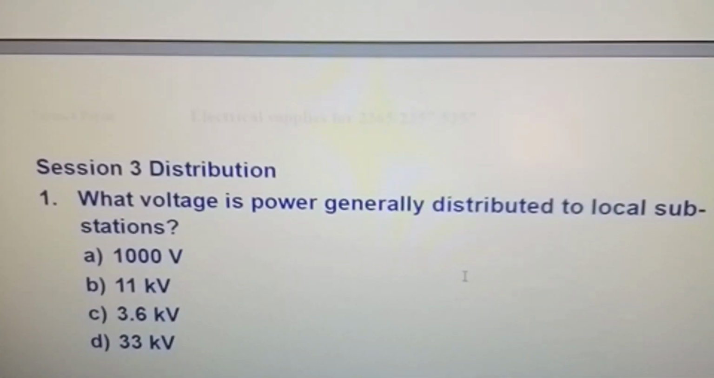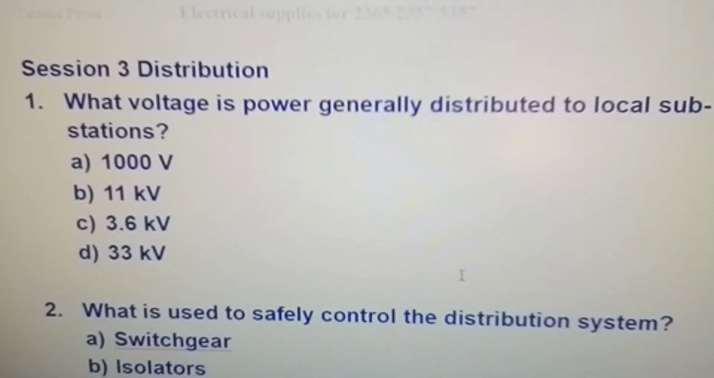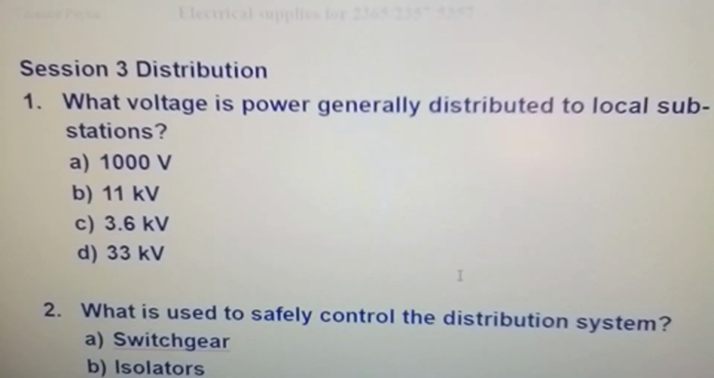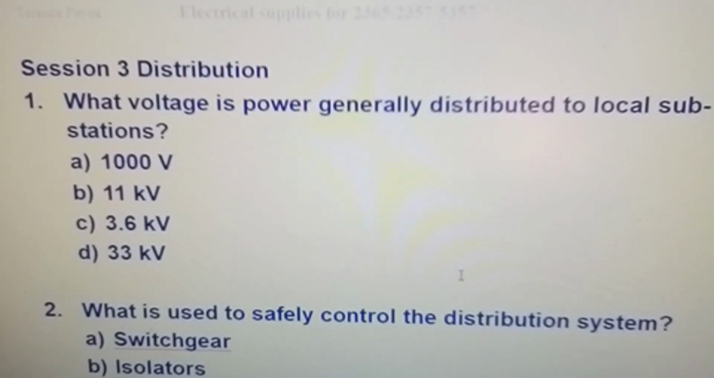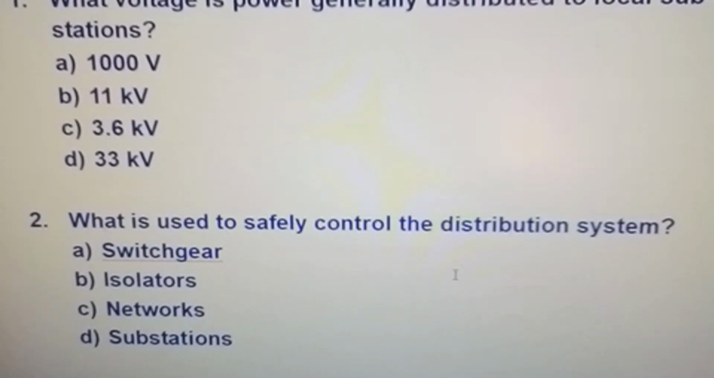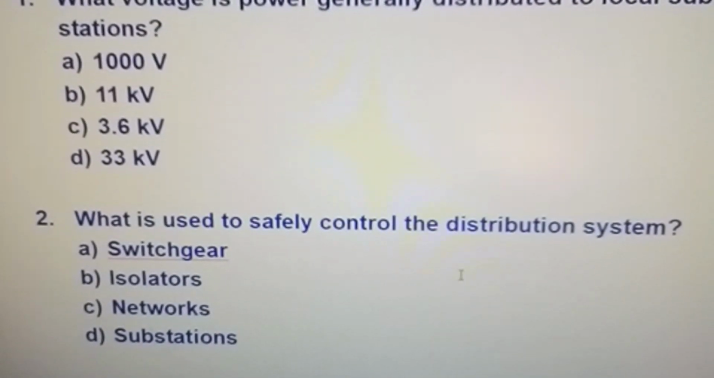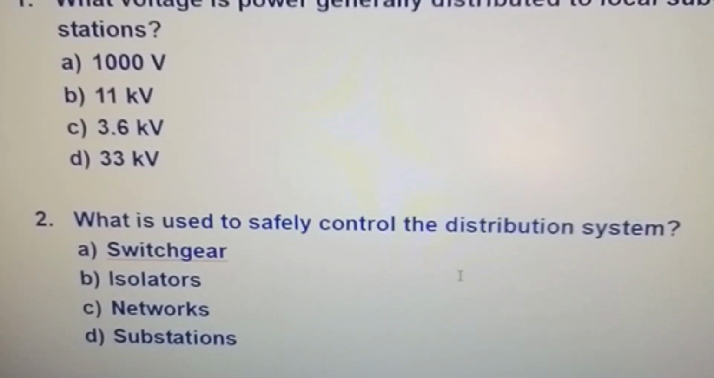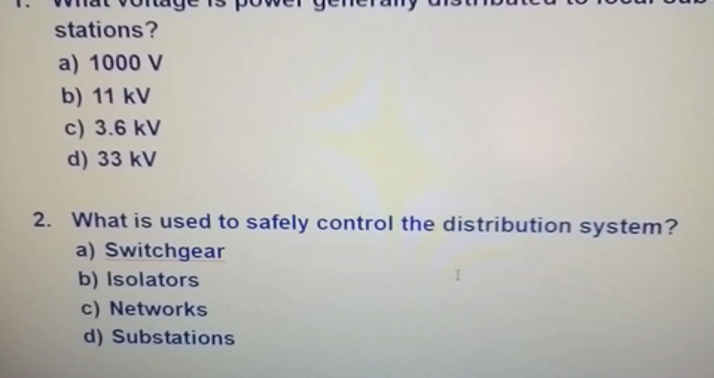What voltage is power generally distributed at to local substations? Again, look it up, do some research. Look at the submission grid, and you'll find that these diagrams are provided for you free of charge. Draw them out, acquire that knowledge for yourself.